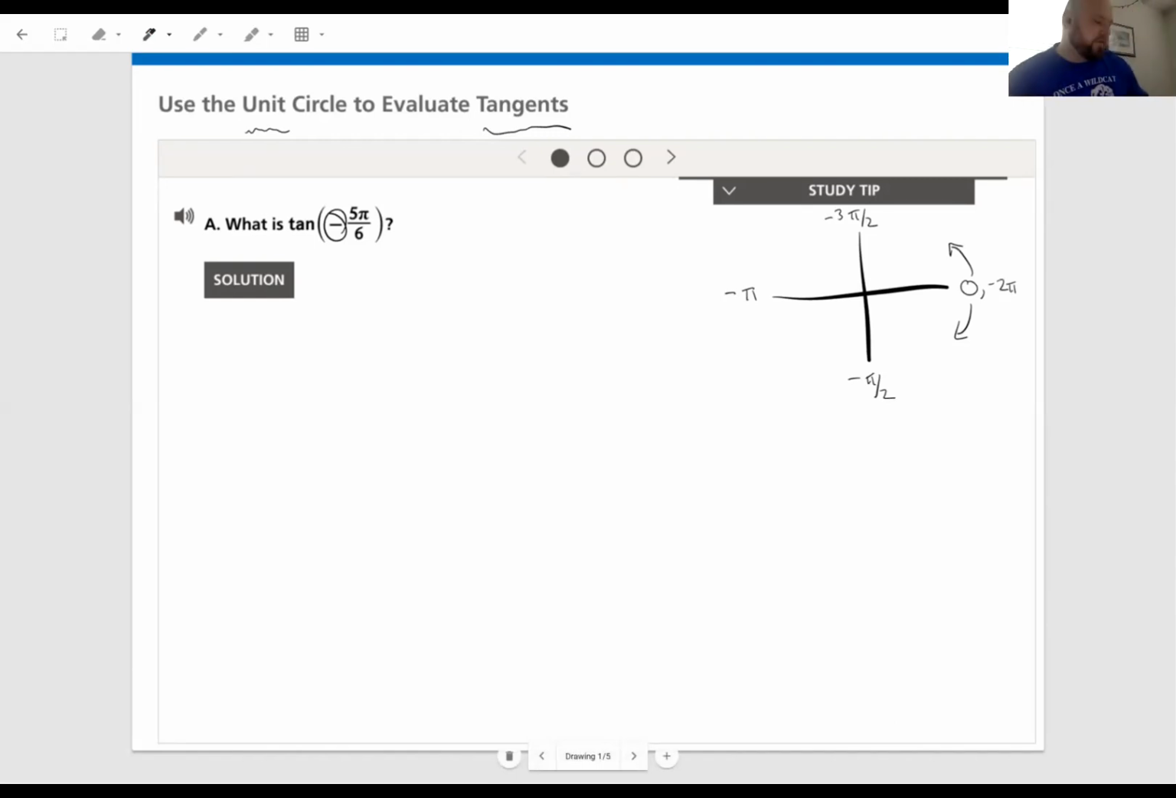So -5π/6. 5/6 is less than 1, so I'm not going all the way around to the negative x-axis. I'm going down here. 5 over 6 is more than a half, so I have to go past there. And I'm going to go maybe about there, and draw a terminal side. This is my angle theta. And so what I need to do now is draw my line back up to the x-axis. So this in here, I'm going to call theta prime, is going to be my reference angle.